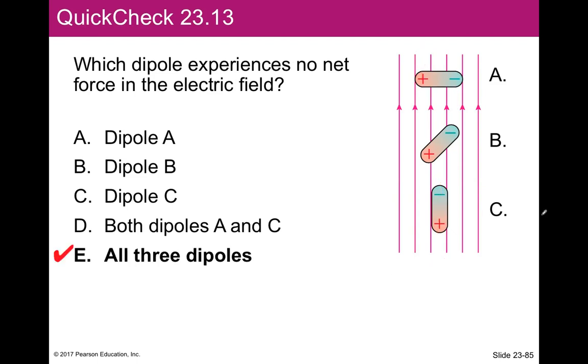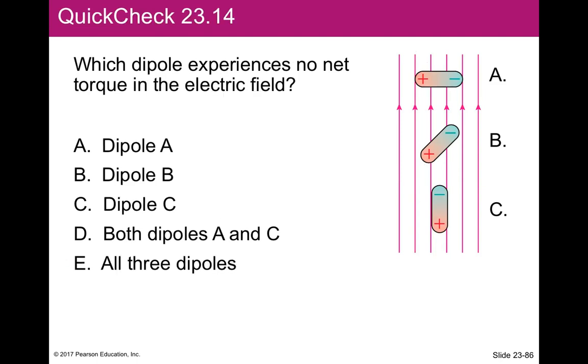So in all cases, you have 0 net force. Please pay attention to the question. If we ask which one has no torque, then the answer is C. But which one has no net force? All of them. So which one has no torque? Right.